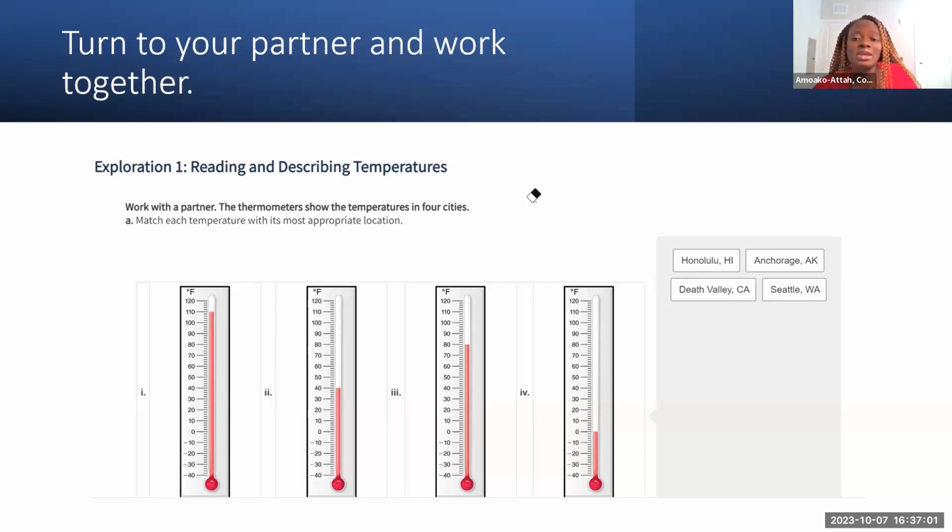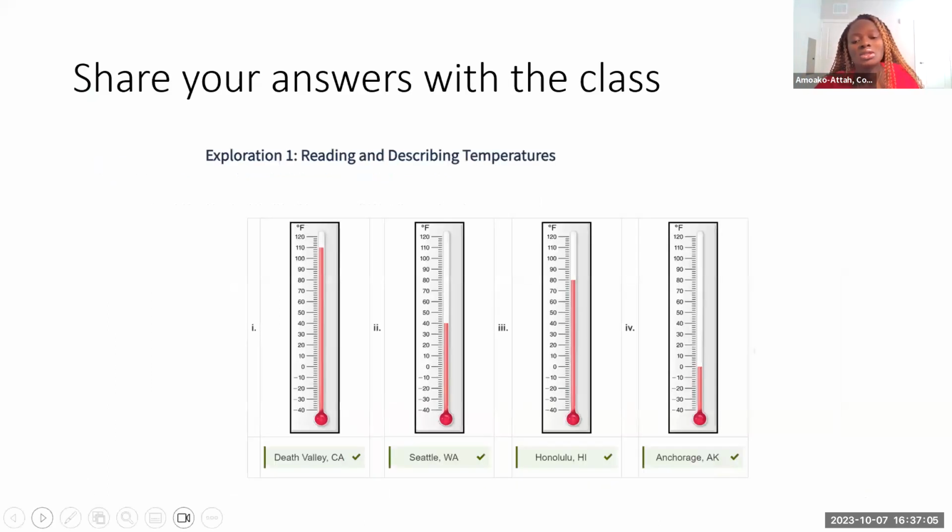All right, so if you're able to get this, good. So if you're able to do it like this, it means you had everything correct, right? Okay, so these cities have these temperatures when you visit there.